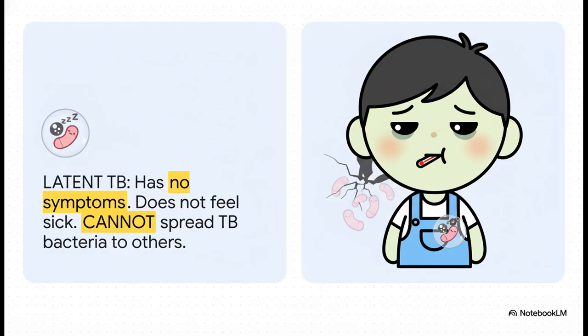Tuberculosis is the perfect, fascinating example of this. You can have someone with latent TB. That means the bacteria is inside them, but they feel totally fine, no symptoms, and they can't spread it. They're a reservoir, sure, but the chain is stalled. But if that person's immune system gets weaker, that's when it can switch to active TB. And bam, suddenly they're sick, they're contagious, and that chain is back in business.